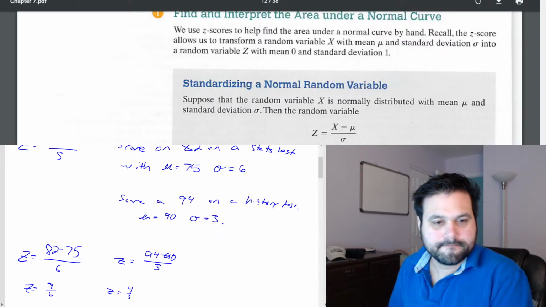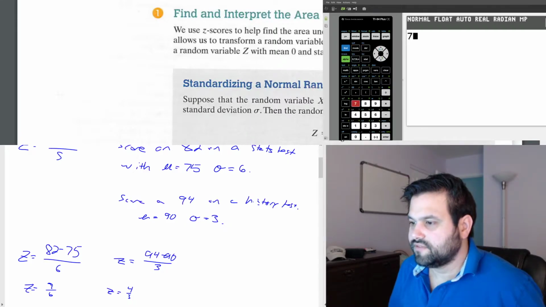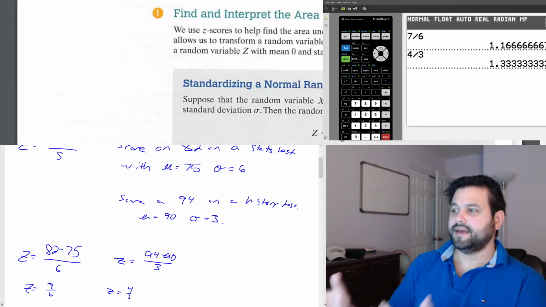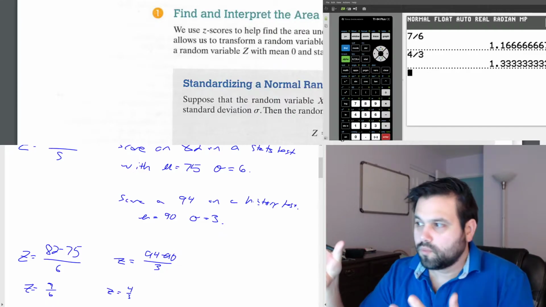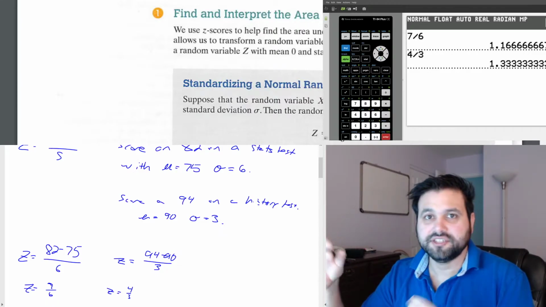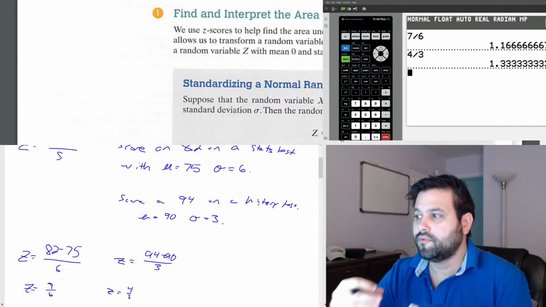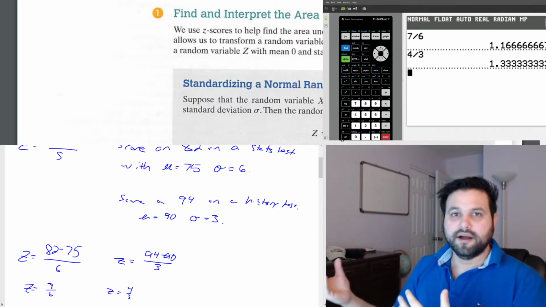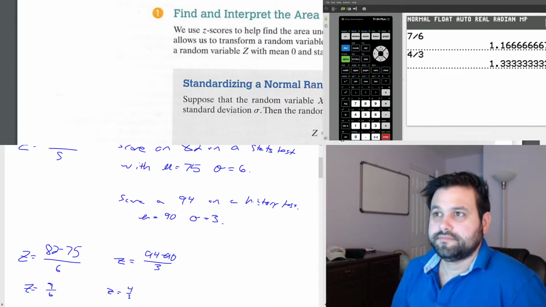Okay, so now if we compare those, 7 divided by 6 and 4 divided by 3. And so what we would get, our result would be that on the stats test, you scored approximately 1.17 standard deviations above the mean, because that's positive, right? And on the history test, you scored 1.33 standard deviations above the mean. And so relative to the mean, you did better on the history test, okay? That's how we used standard z-score before, okay?